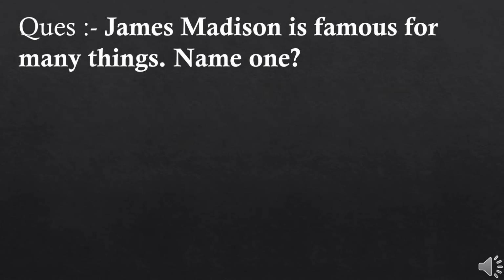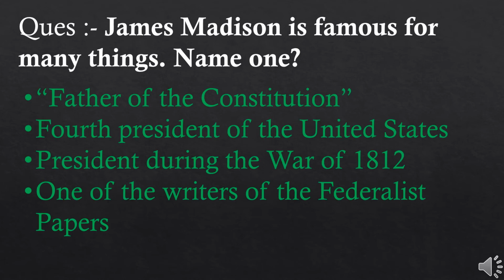Question 88. James Madison is famous for many things. Name one. Father of the Constitution. Fourth President of the United States. President during the War of 1812. One of the writers of the Federalist Papers.